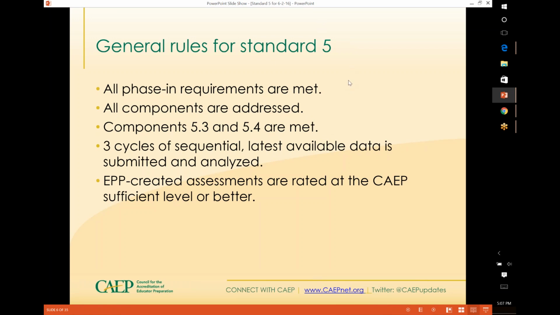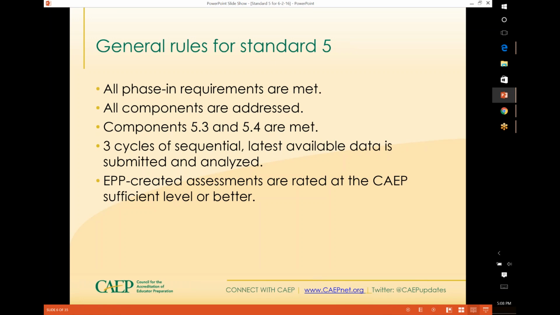If you're submitting data for Standard 5, it must be sequential. You can't sort of drop out a semester if things don't look so good. And it must be the latest available. So for example, if your self-study report is going in the fall of 2017, then the latest available data that you would have on hand to include in your self-study would be from spring of 2017. I hope that makes sense to you. And your EPP-created assessments need to be rated at the CAEP sufficient level or better.